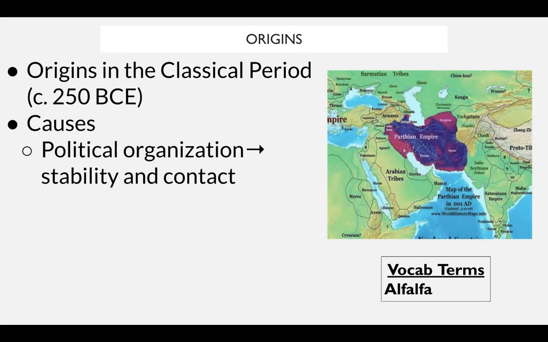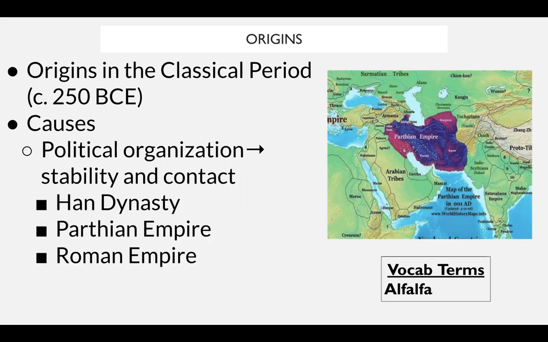Well, for one thing, a big continuity in world history, as we will see going forward, is that when there is a sense of political stability, when there is political organization under a centralized, unified empire, that's when we are going to see networks of exchange being promoted and expanded. So in the classical period, remember, this was a time period of unified land-based empires.